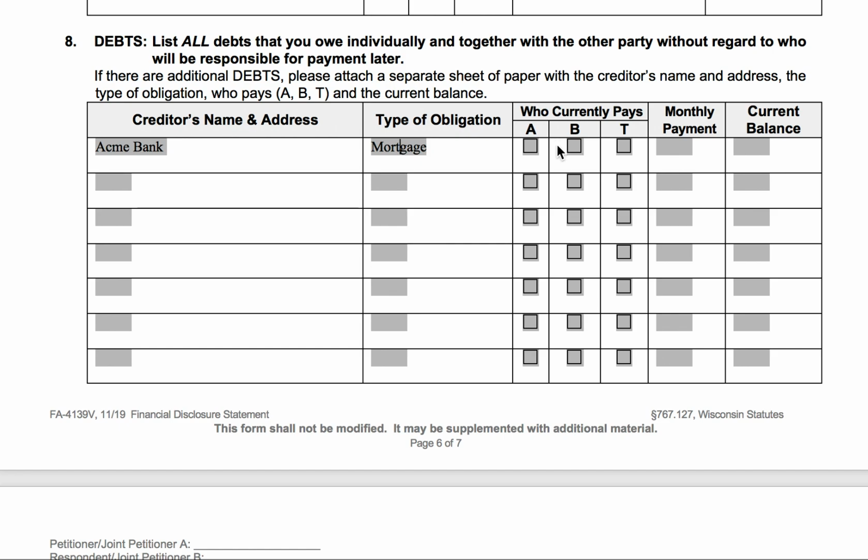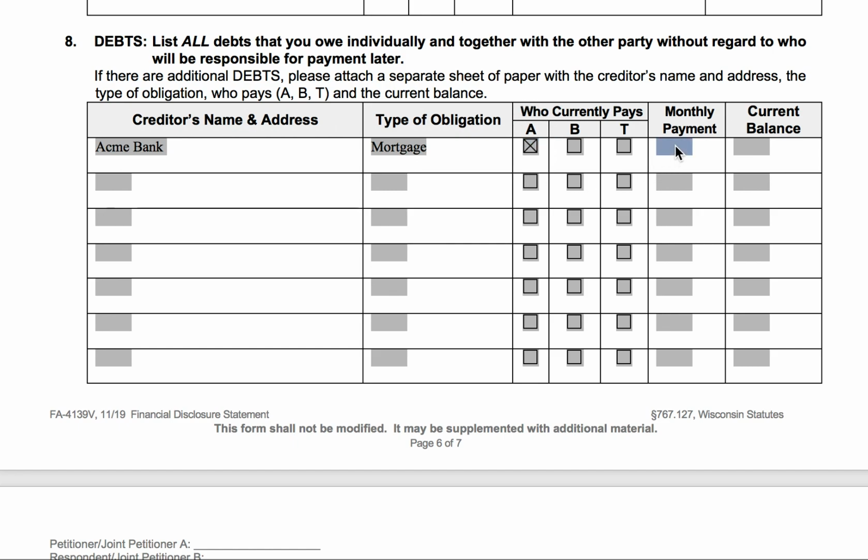If for some reason it's a debt that you're not able to pay right now, but it's still a debt that you have, I would typically say who would the creditor say is supposed to be paying it. So you can put, again, who is supposed to be paying that: A or petitioner, B or respondent, or both of you together. And so in this situation, the mortgage, I think I said before, is just in Jane's name, and she's the petitioner, so we would check A.